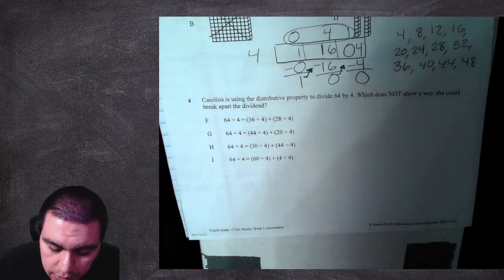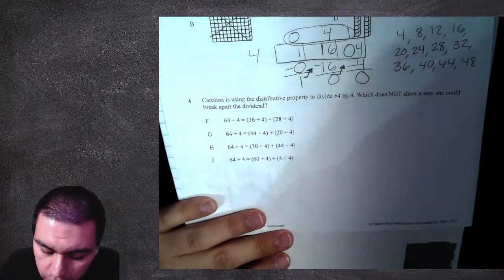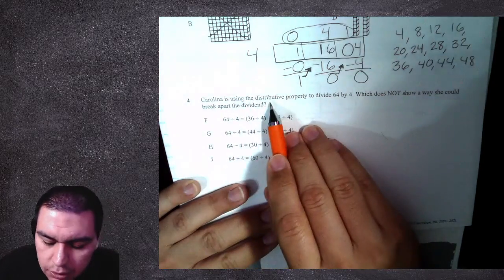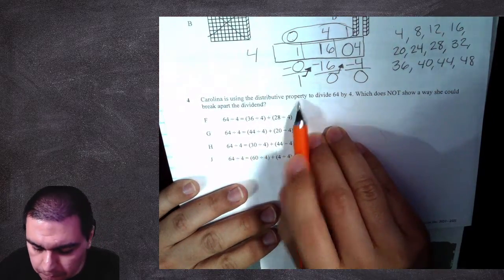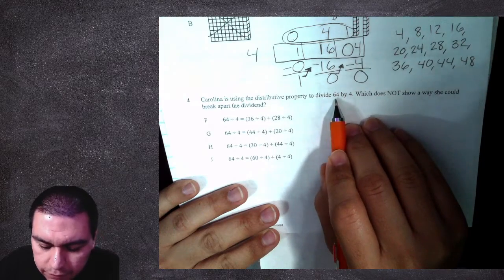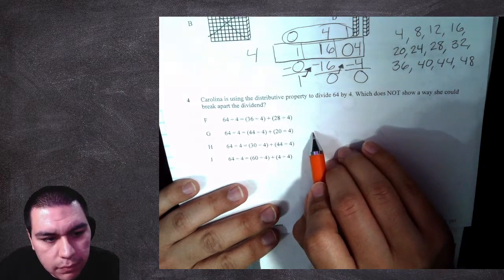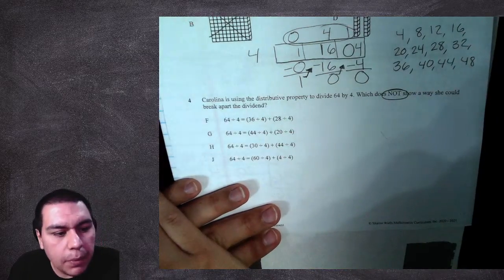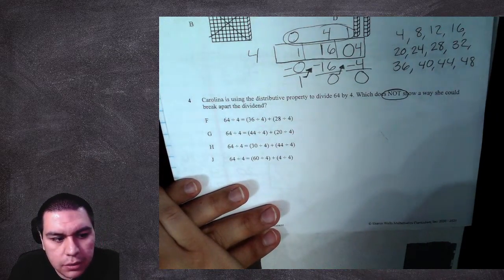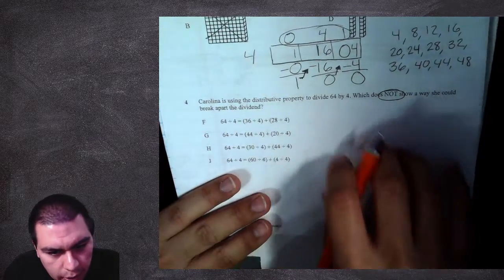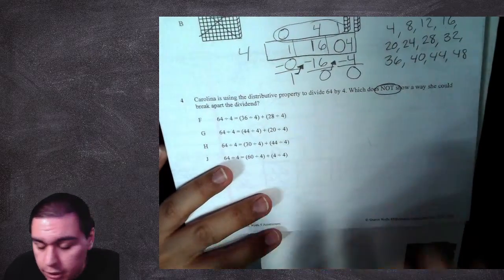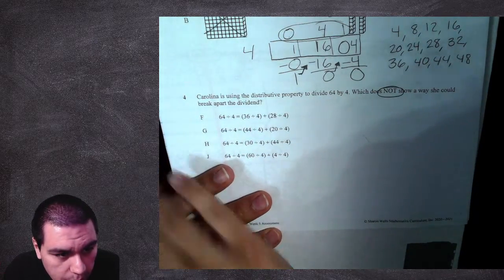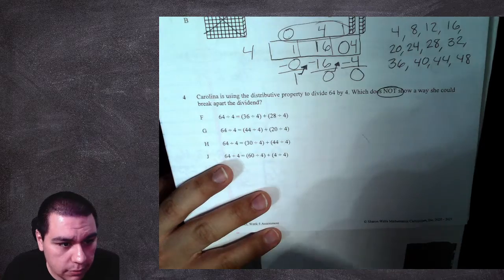The question says Carolina, maybe, is using the distributive property to divide 64 by 4, which does not show a way she could break apart the dividend. Okay, this part, I want you to make sure that you write it down, either on this page, on your piece of paper, whatever it might be. Make sure you write this next part down.